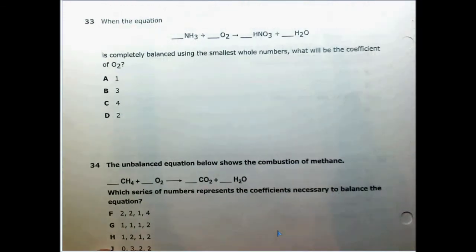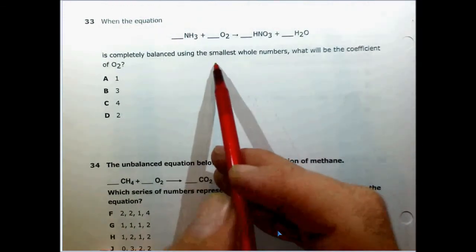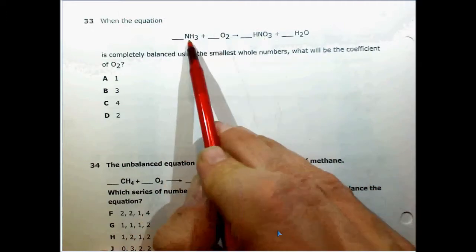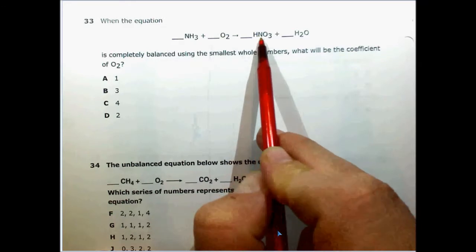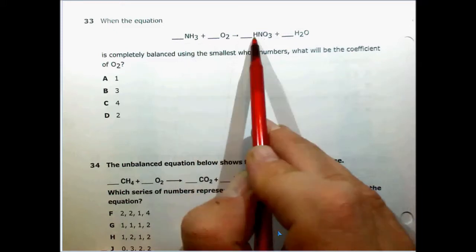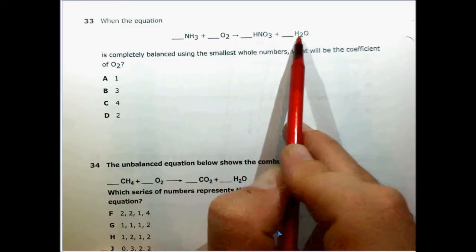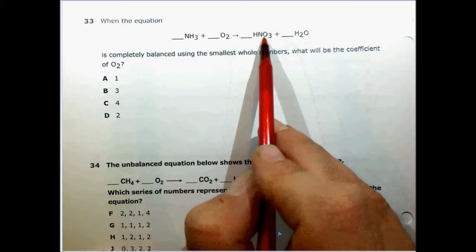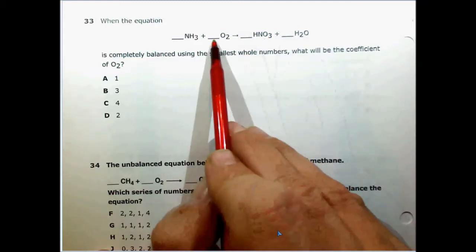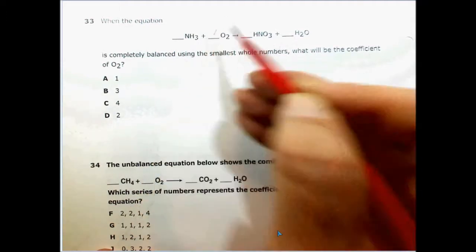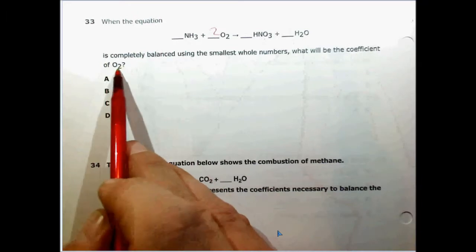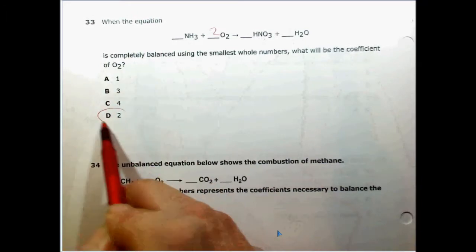Another equation to balance. NH3, 1 N on this side, 1 N on this side, 3 H's on this side, and 1, 2, 3 on this side. The last one is oxygen. We have 3 here and 1 here for a total of 4 oxygens. So this side of the equation will need 2 pair. It asks you what the smallest whole number coefficient would be. It's 2. The correct answer is D.